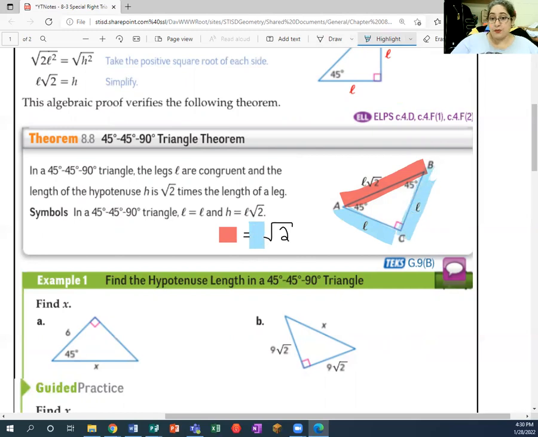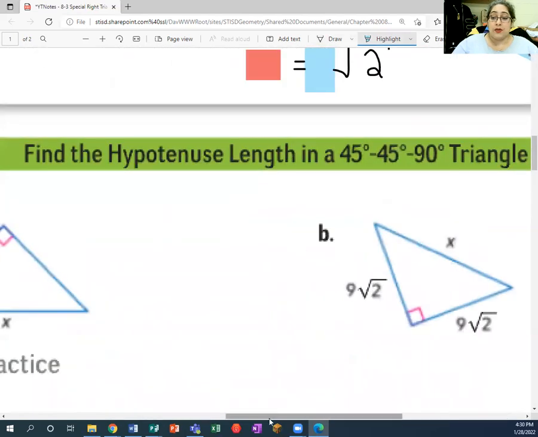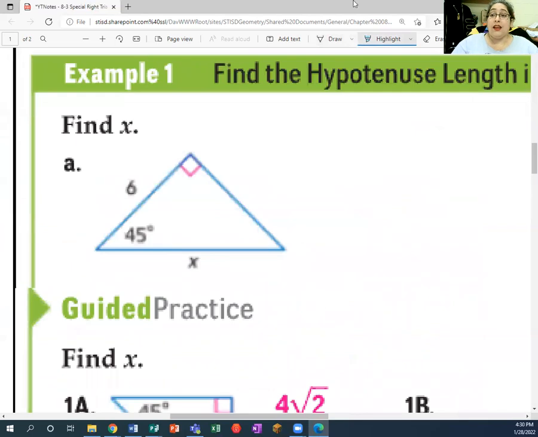All right, let's put this into action with example A. I'm going to zoom in real tight here on example A. Here we go. First off, I'm going to try to identify the kind of triangle that I have. I see that I have a right angle, so this is a right triangle. I also see that one of my acute angles is 45 degrees. That means that the other angle over here is also 45 degrees, and this is a 45, 45, 90 right triangle.